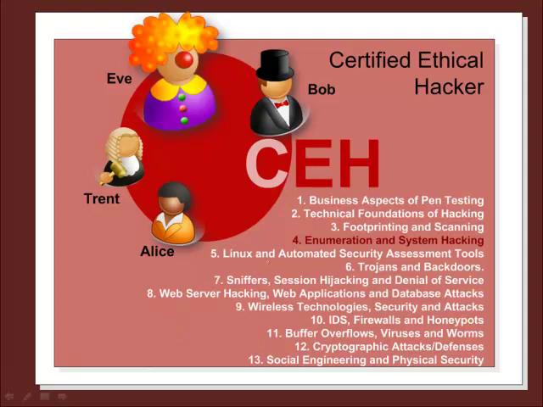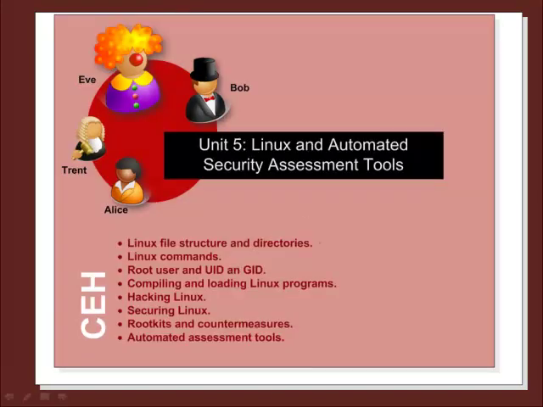Okay, so in this unit we're going to have a look at Linux and automated security assessment tools. The key areas that will be covered inside the CEH certification include a strong understanding of the Linux file structure and directories, some Linux commands, understanding the root user and the user ID and group ID, compiling Linux programs, hacking Linux, securing Linux, rootkits and countermeasures, and automated assessment tools.